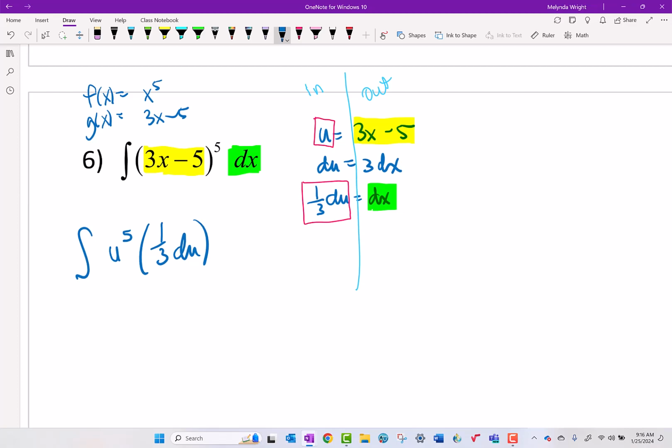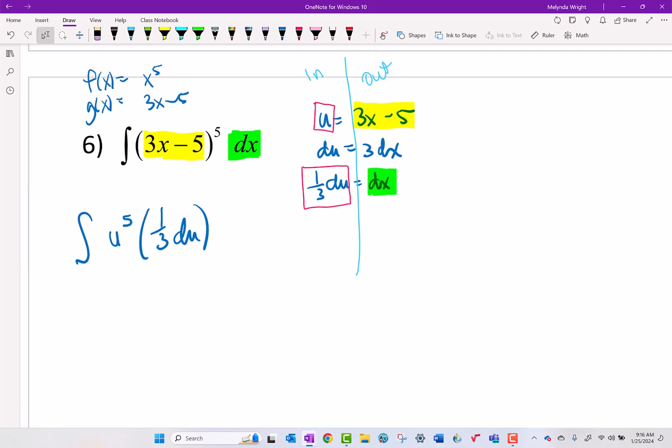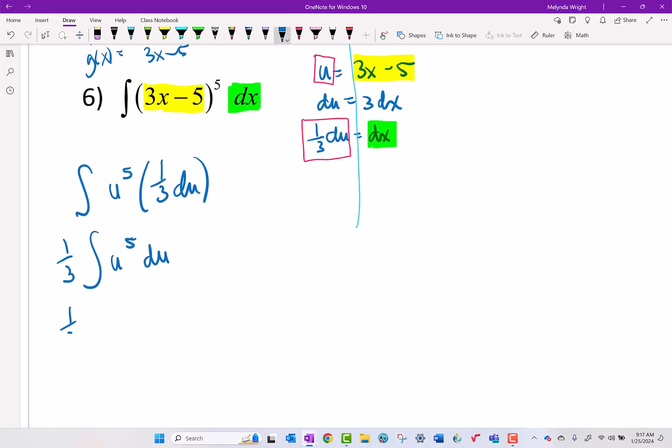Now, I prefer to have constants outside of my integral. That's my preference. So I'm going to move it out: 1/3 integral u to the 5 du. I'm going to pause here for a second. We have completely changed the way it looks, and now it's a formula that we know and we're going to be able to do easily. Questions so far? All right, so now I do my reversal power rule. I've got u to the 5th. I add 1 to 5, and I get 6. And I divide by 6, so I have 1/3 times 1/6 u to the 6 plus c.